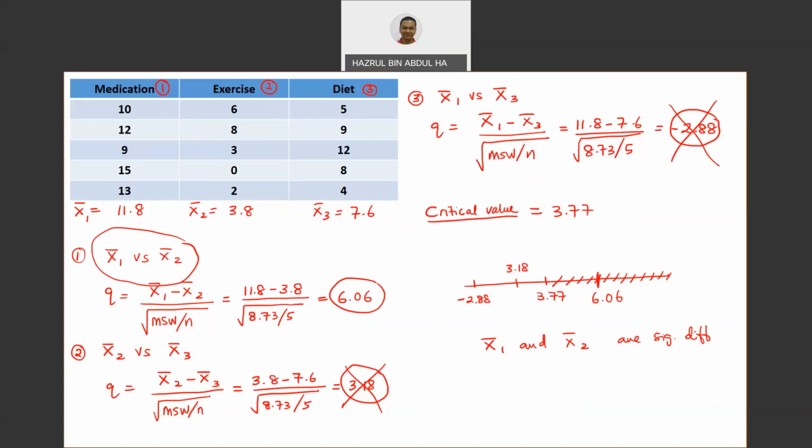So this is how to calculate the test statistics for the Tukey test, and also how to find the critical value before you can make the comparison and make the conclusion. Okay, for the second example.